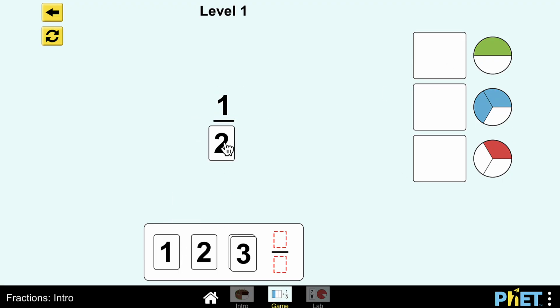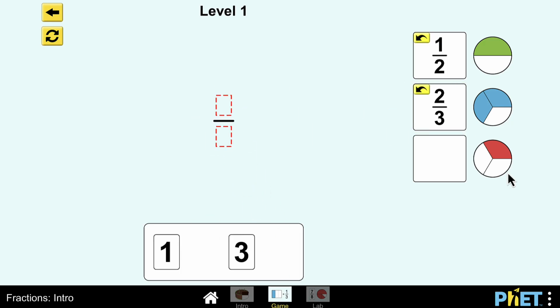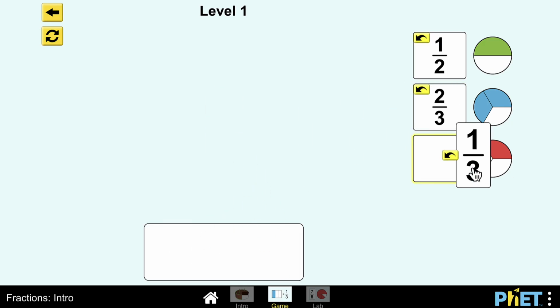So this is 1 over 2. 1, 2, 3. How many pieces in total is the bottom one? How many colored? 1, 2 is the top one. 2/3. This is 1/3. Good job.